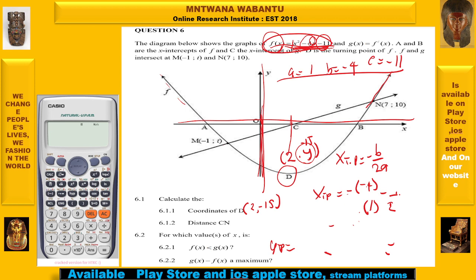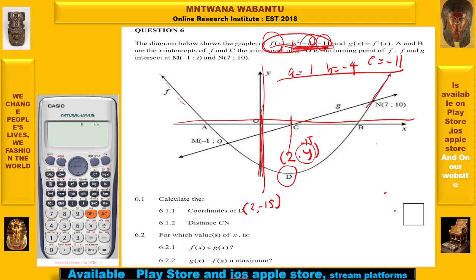Let me maximize my eraser quick, and let me go a little bit quicker, so I can finish this question within a few minutes, okay? So at point D, which is the turning point, now we want to get the distance CN. If you want to get the distance CN, let me erase this other stuff here. This negative 15 here.